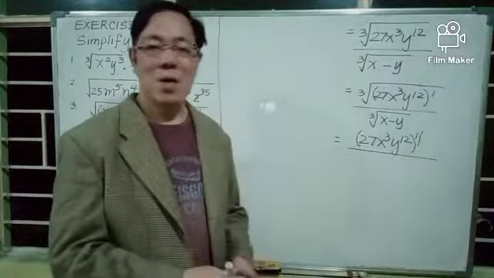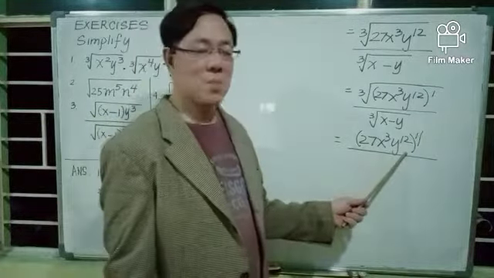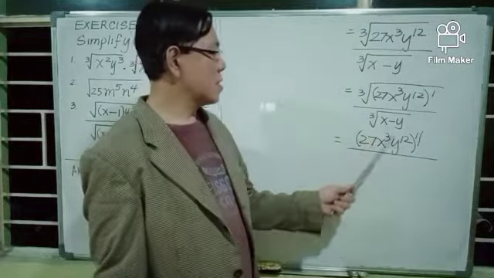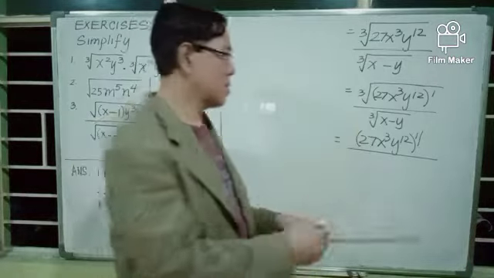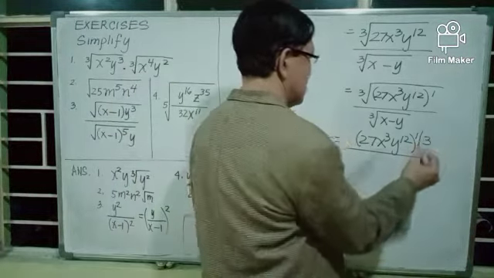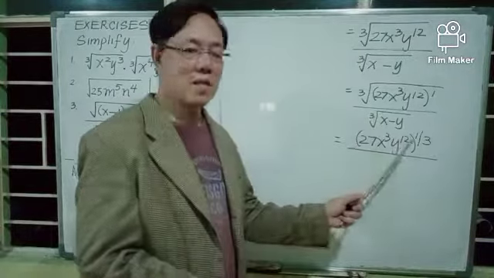And the denominator of the rational exponent of this base is the index of the radical, 3, divided by the cube root of x minus y.